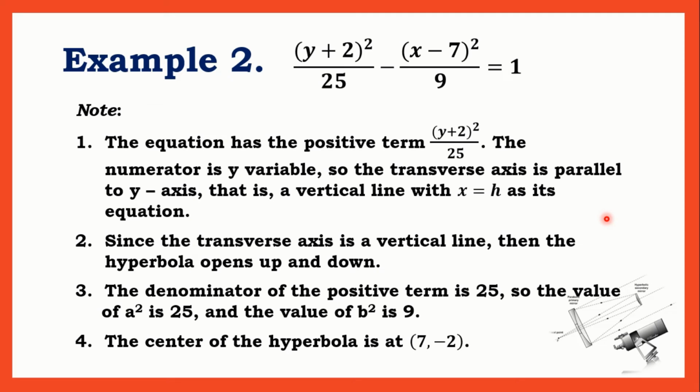Example number 2. The square of the quantity y plus 2 over 25 minus the square of the quantity x minus 7 over 9 equals 1.